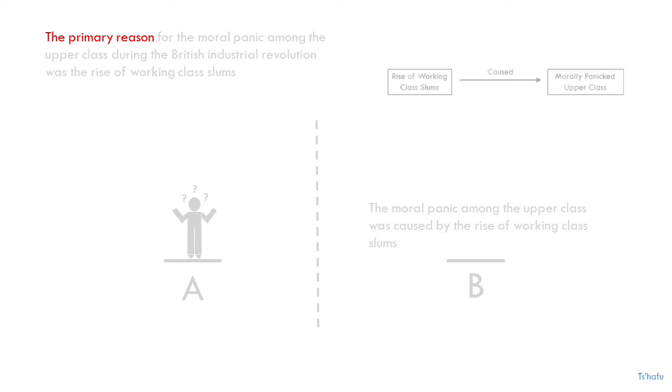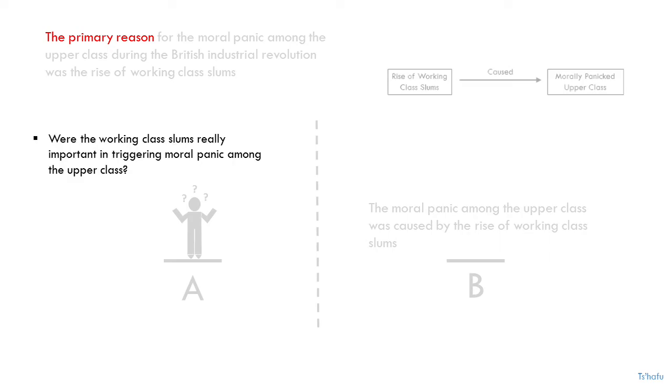Okay, I'm going to assume that you have given it a thought. And here is a concern of the audience that this is addressing. Namely this. Were the working class slums really important in triggering a moral panic among the upper class? This is the underlying question that we are now addressing in this new thesis. And what our thesis is saying, yes, it absolutely was. It was the primary reason for the panic among the upper class. The primary reason. And that is what we're going to be convincing our reader of.